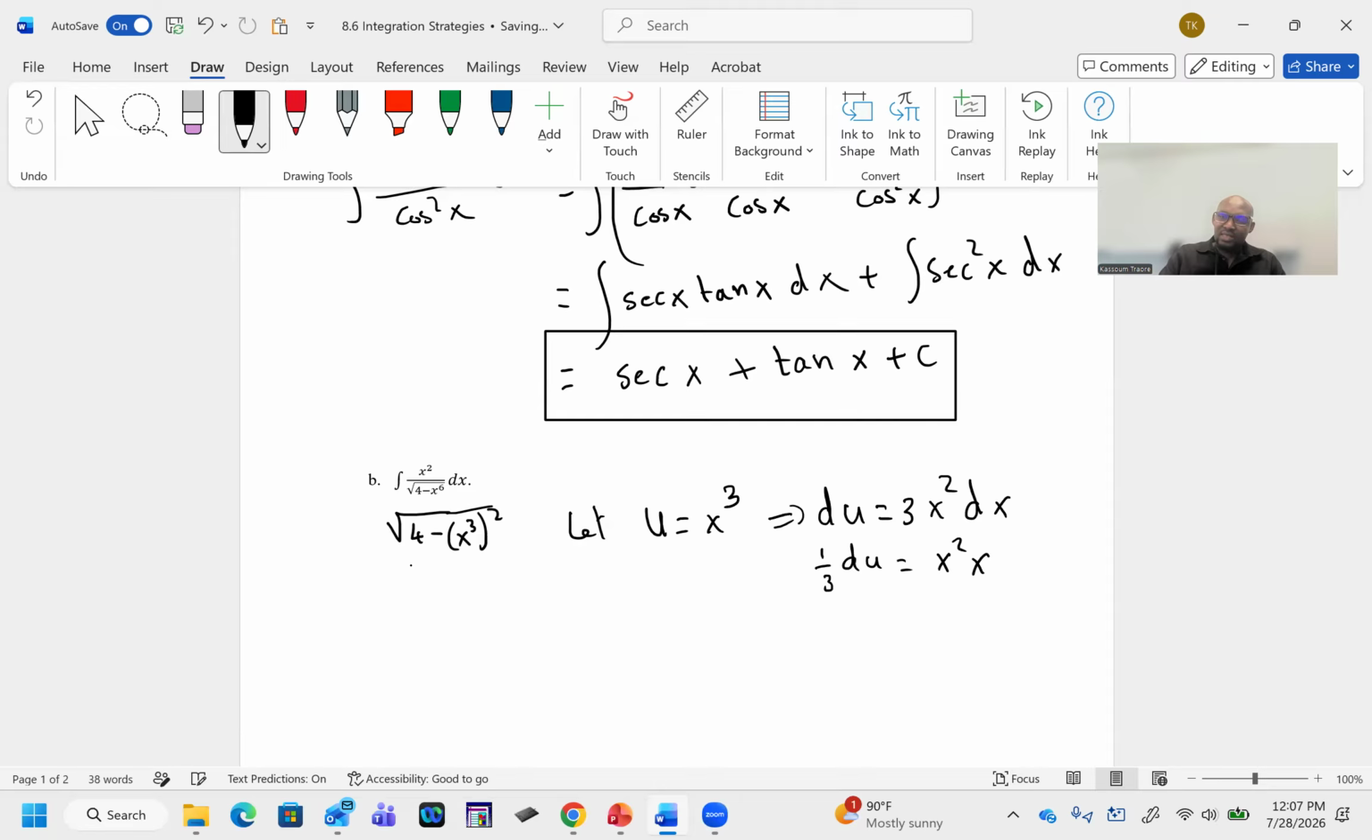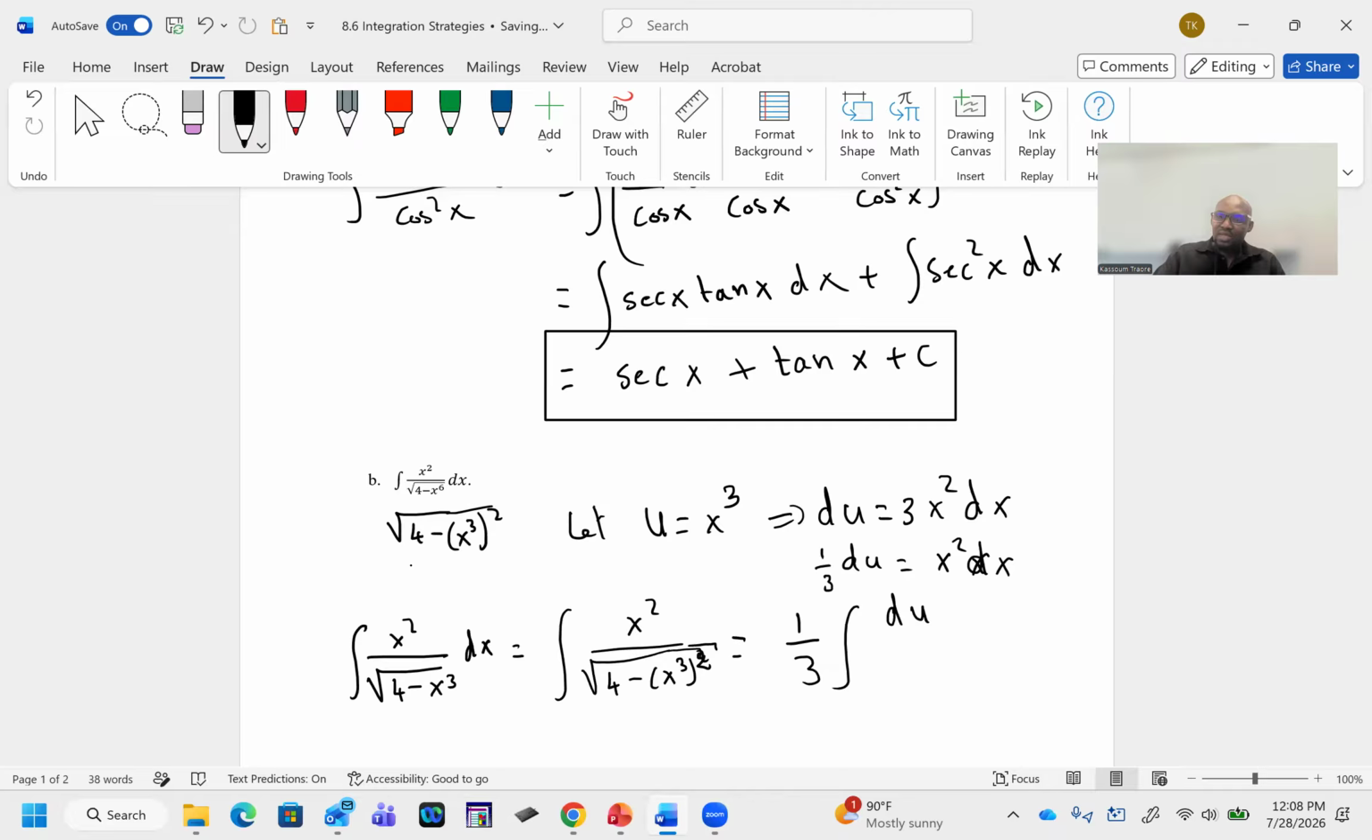So therefore, we can write our integral of x squared divided by the square root of 4 minus x cubed squared dx as 1/3, because 1/3 is a constant that can go out, du, because 1/3 du is x squared dx. I took 1/3 out, so it will be du divided by the square root of 4 minus u squared.